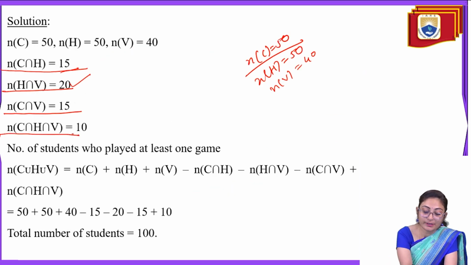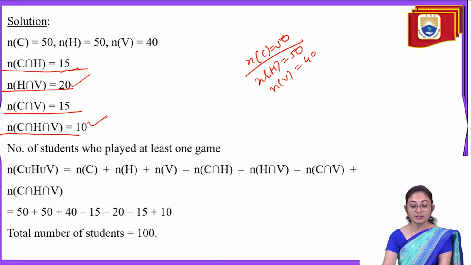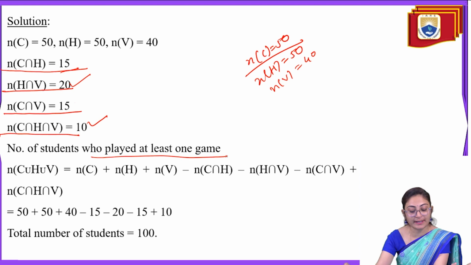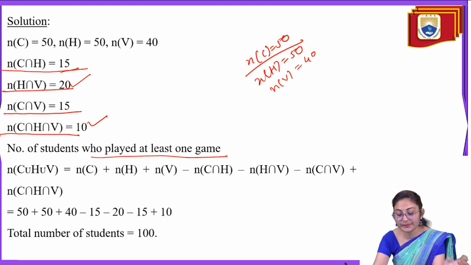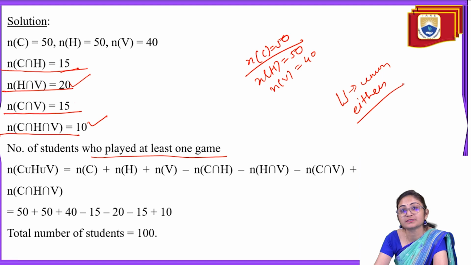N of C intersection H intersection V, that is 10. Now, number of students who played at least one game. At least one game. If there is a union symbol, it is definitely showing the case for either.